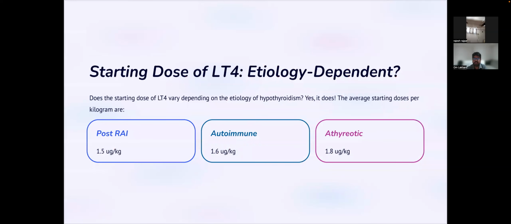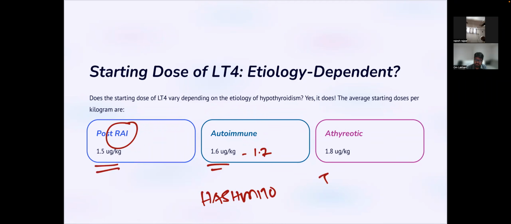Now, again, there's another study where they looked at the various doses depending on the etiology. In patients post-radioactive iodine therapy for thyrotoxicosis of Graves' disease, typically the dose requirement is 1.5 microgram per kg. In autoimmune, that is Hashimoto's, which is most of the cases that we see, it is 1.6 to 1.7 microgram. And athyrotic, that is patients who have undergone thyroid surgery, total thyroidectomy, in this case 1.8 to 2 microgram per kg is the typical dose that you require.